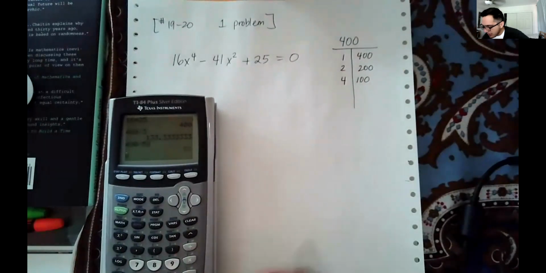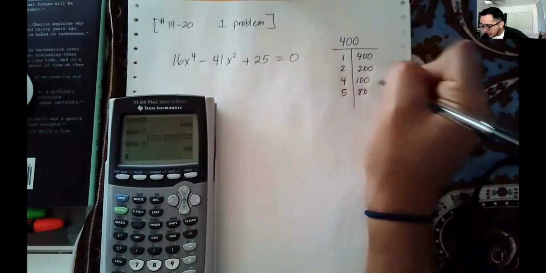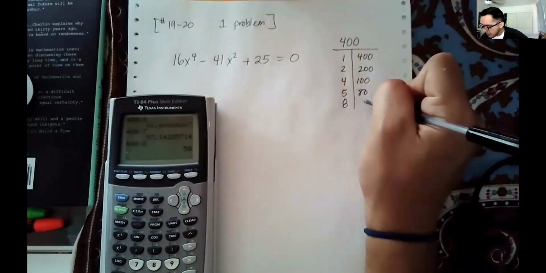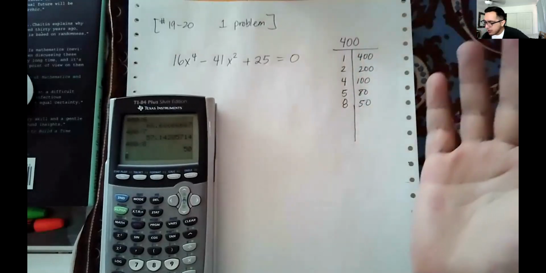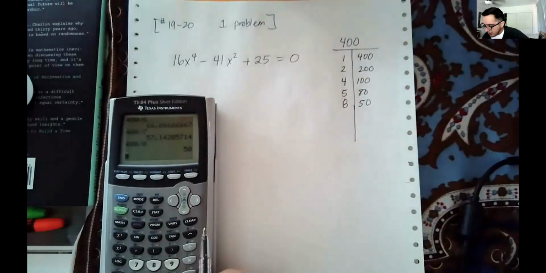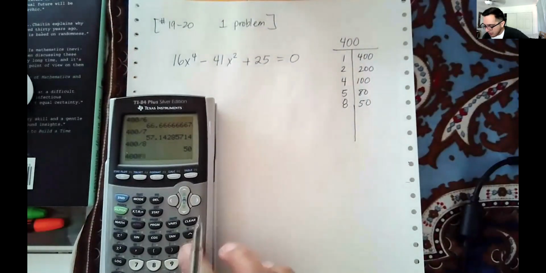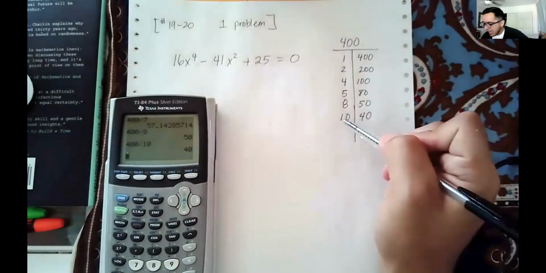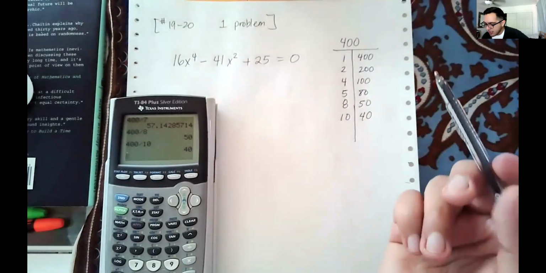400 divided by 5. Let's see. That'd be 5 and 80. I don't know if 6 works. Doesn't. 400 divided by 7. I'm pretty sure that doesn't work. 400 divided by 8. So 8 and 50. I feel like we're getting closer. 3 didn't work, so 9 shouldn't work. So 400 divided by 10 should be 10 and 40. Now, if we add those together, we'll get 50, so we're getting close.